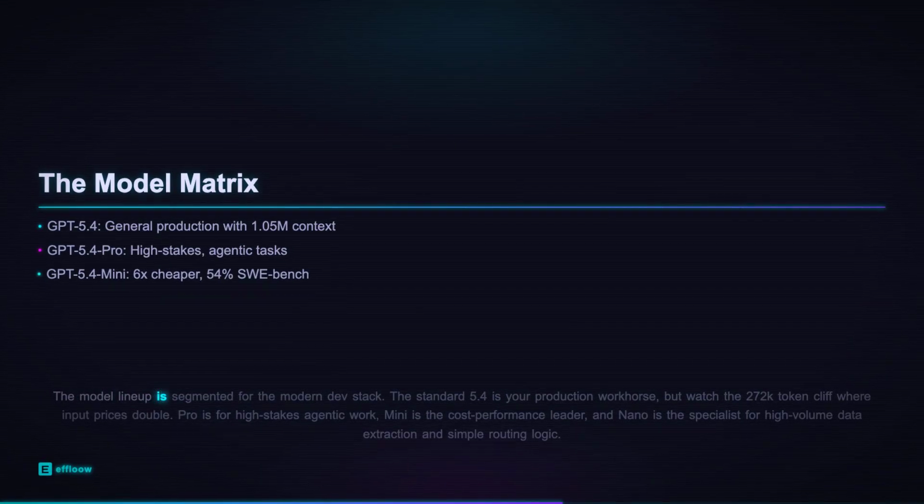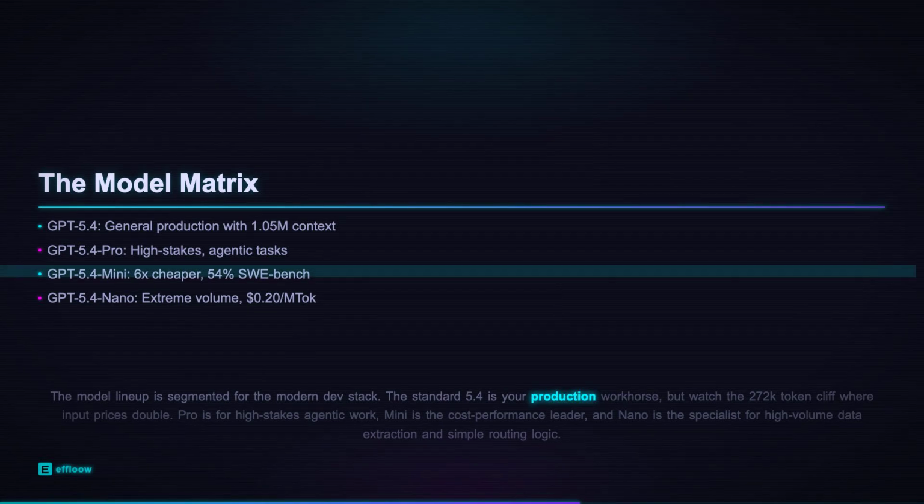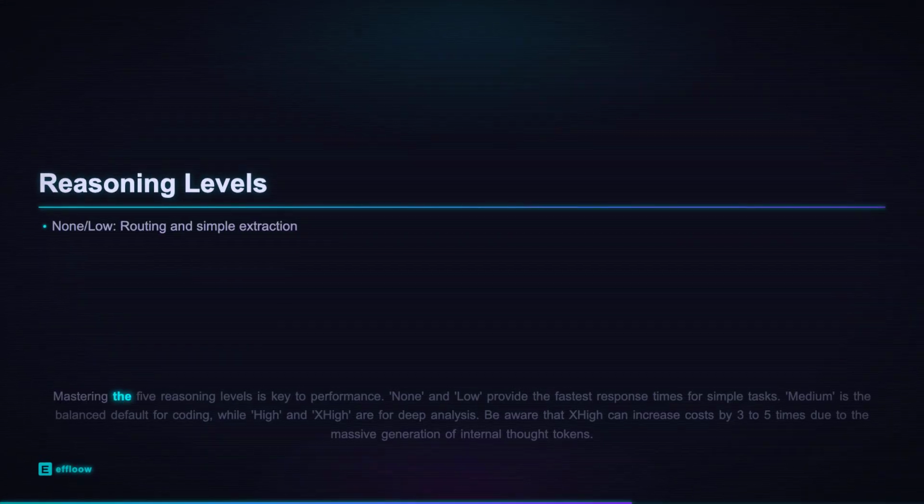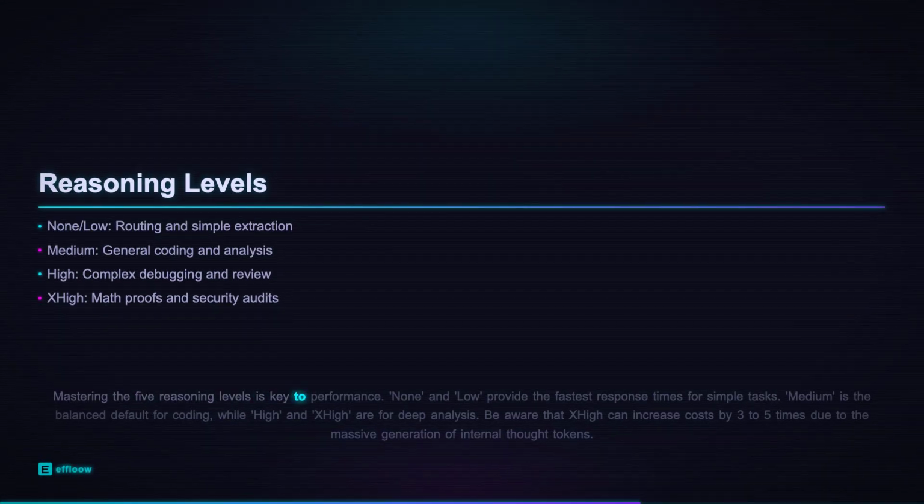The model lineup is segmented for the modern dev stack. The standard 5.4 is your production workhorse, but watch the 272K token cliff where input prices double. Pro is for high-stakes agentic work, Mini is the cost-performance leader, and Nano is the specialist for high-volume data extraction and simple routing logic. Mastering the 5 reasoning levels is key to performance.